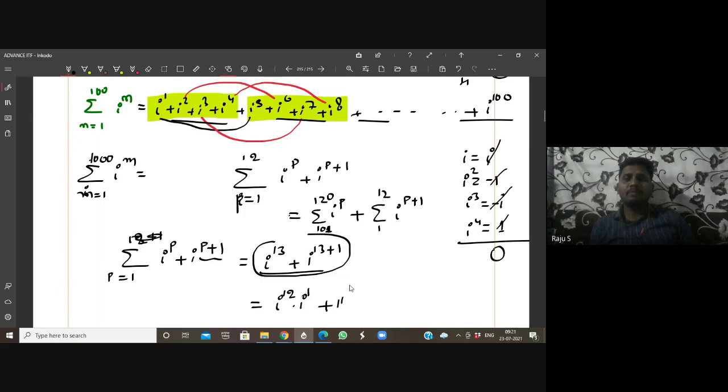i^(13+1) can be written as i^12 into i^2, that is 12 plus 2, 14. So i^12 is 1, so 1 into i is i. And i^12 is 1, i squared is minus 1. So i minus 1 is the answer. Got it?